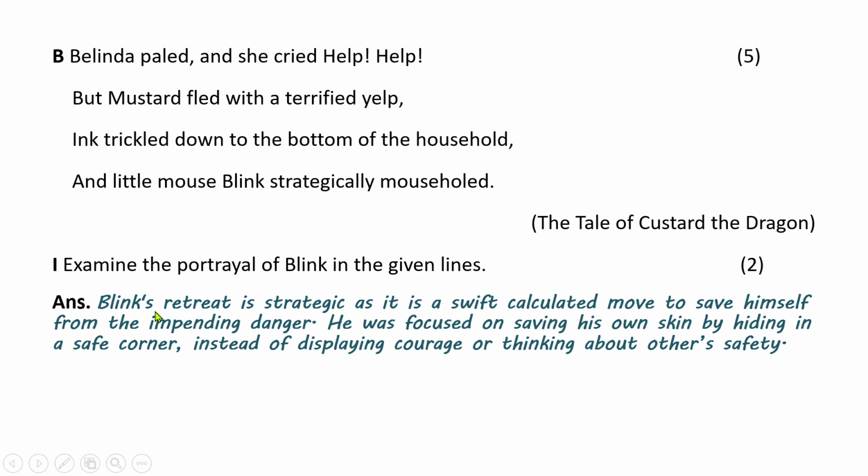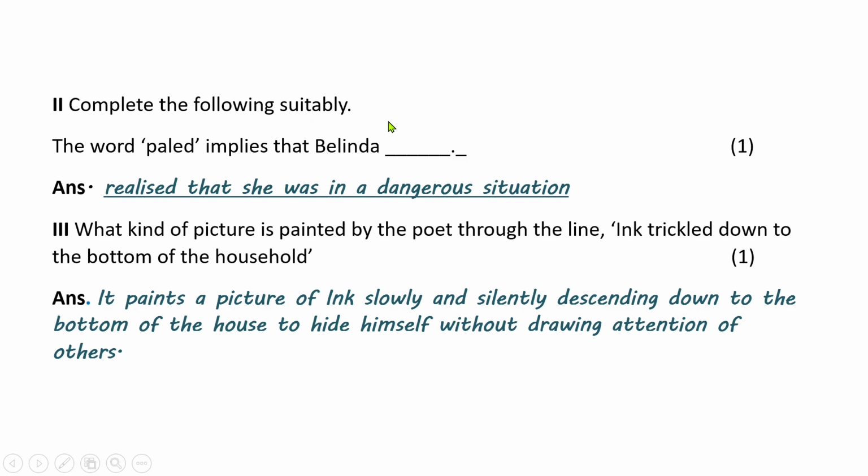We may say Blink's retreat is strategic as it is a swift, calculated move to save himself from the impending danger. He was focused on saving his own skin by hiding in a safe corner instead of displaying courage or thinking about others' safety. Next question, complete the following suitably. The word paled implies that Belinda realized that she was in a dangerous situation. Question 3, what kind of picture is painted by the poet through the line, ink trickled down to the bottom of the household? We may say it paints a picture of ink slowly and silently descending to the bottom of the house to hide himself without drawing the attention of others.